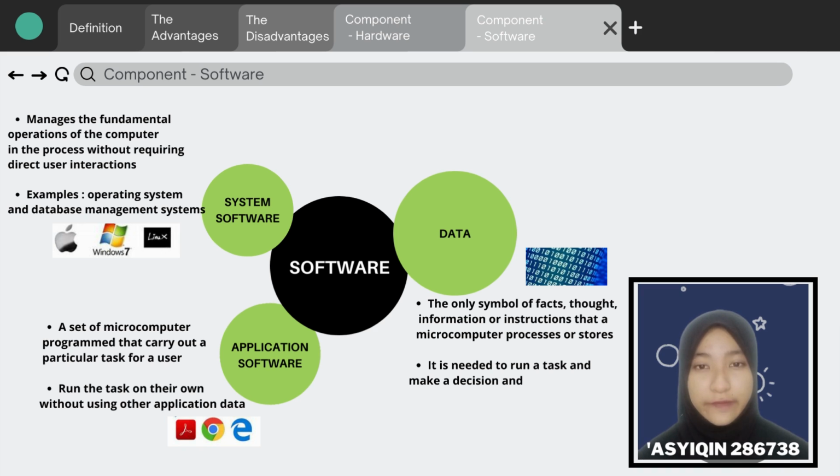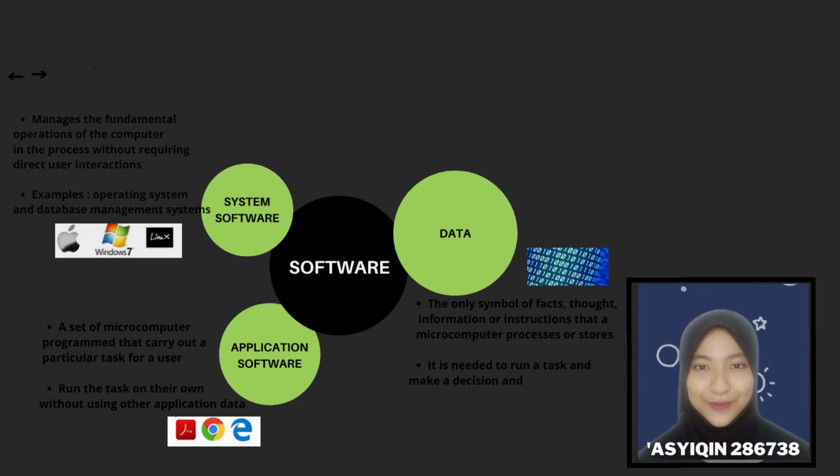Next, we have data, the symbol of facts, thoughts, information, or instruction that a microcomputer processes or stores. The data is needed to run a task and make a decision. Lastly, we have application software, a set of microcomputer programs that carry out a particular task for a user, run the task on their own without using other application data or information.